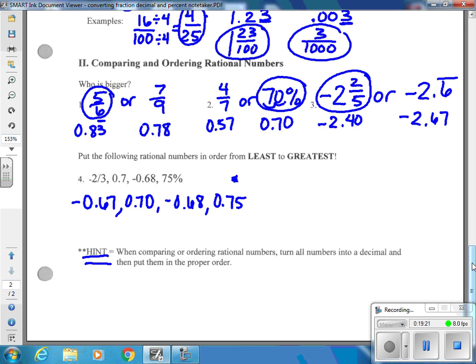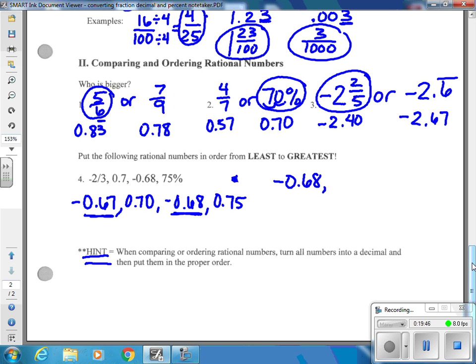Now that we've got them all into decimals, we want to put them in order from least to greatest, little to big, and we're going to use the decimals to help us out. Negatives always have to go before positives. So now we're going to look at the negative 67 cents and the negative 68 cents. Remember, the person who owes us the most is the smallest. So negative 68 cents owes us more than negative 67 cents. Negative 68 is your smallest number.